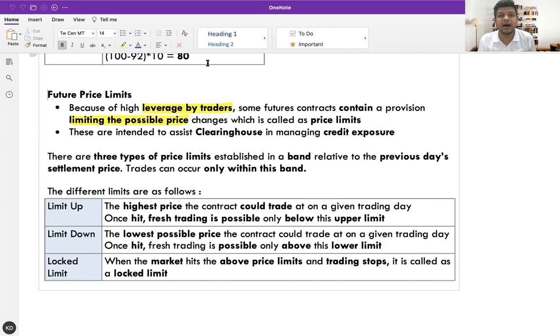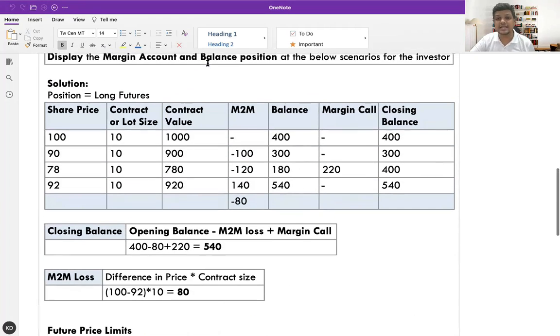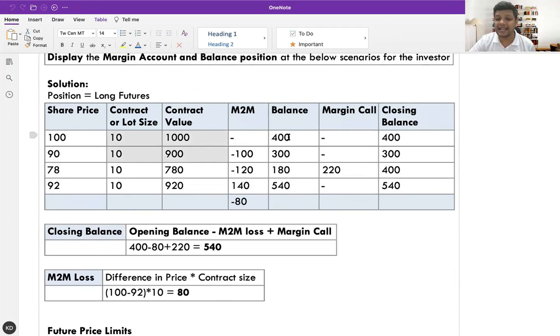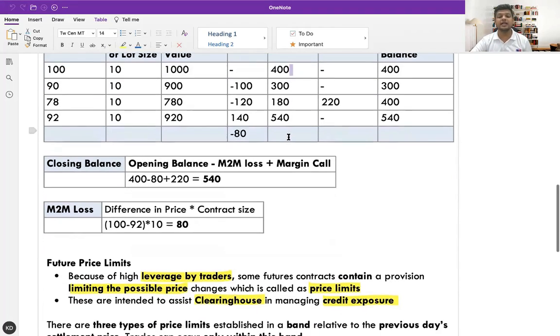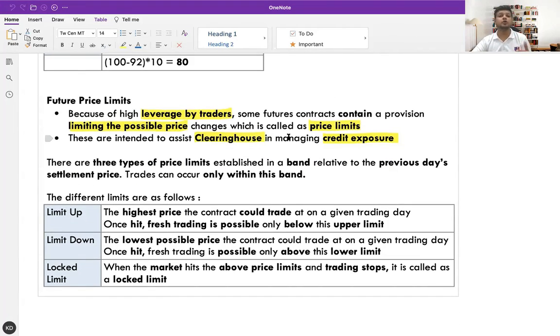So if I've collected 10% margin from you, and if the prices on a daily basis go 40-50%, then there is a high chance of default, isn't it? Clear? So therefore, futures will have price limits. These are intended to assist clearing houses in managing credit exposure. I'll repeat. What happens if there is no price limit? The losses can go beyond the balance given suddenly, and then there will be default. So therefore, to control that, the futures do have price limits.